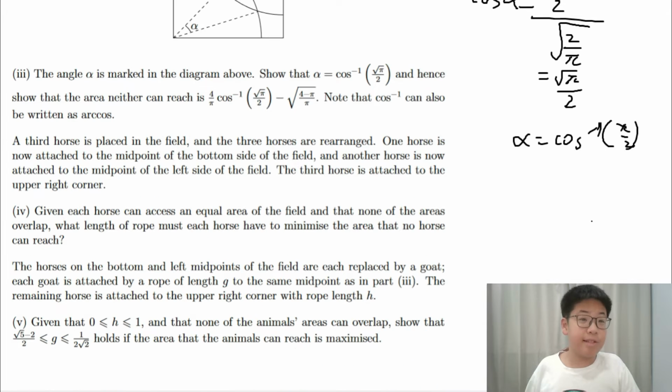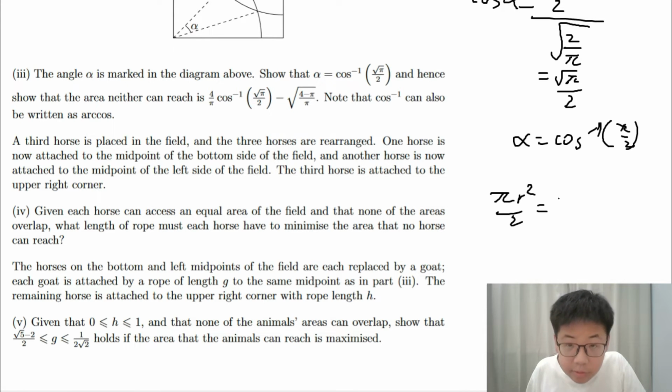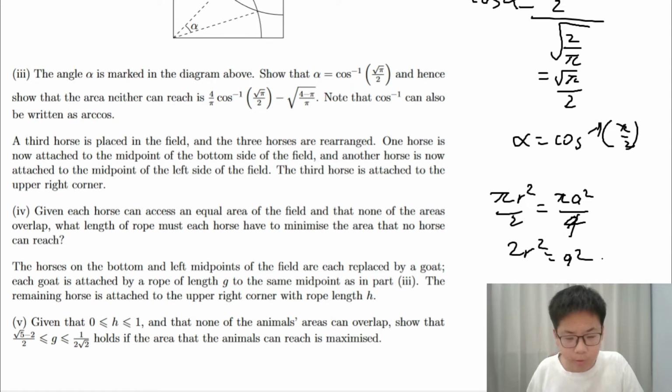A third horse is placed in the field and the 3 horses are rearranged. One horse is now attached to the midpoint on the bottom side. Another horse as well, so that each horse can access equal area and none of the areas overlap, where each horse has to minimize the area. So 2 distinct shapes will be 2 half circles and 1 quarter circle. So pi r squared over 2 equals pi a squared over 4. So this means that 2r squared equals a squared.